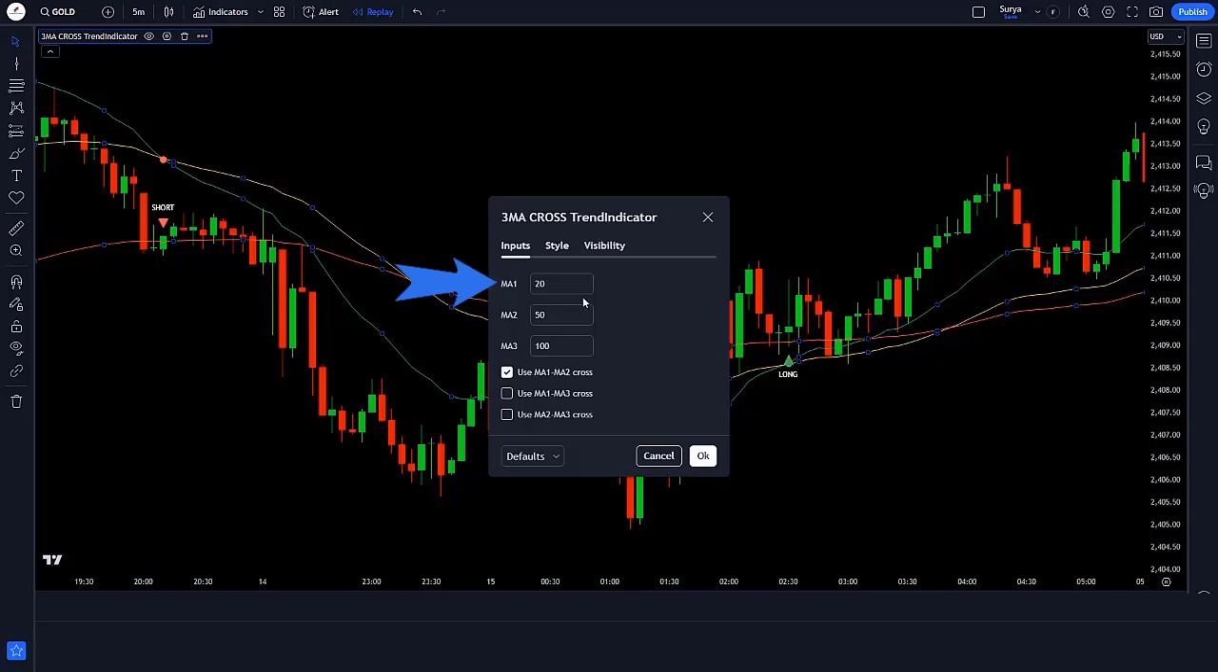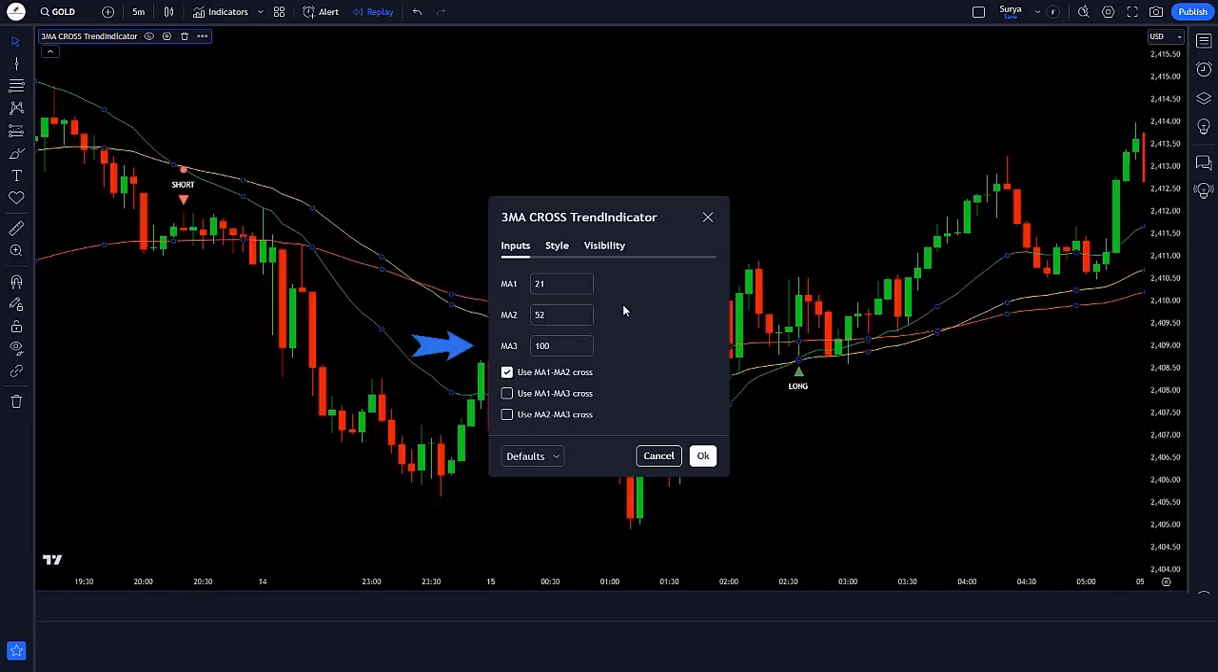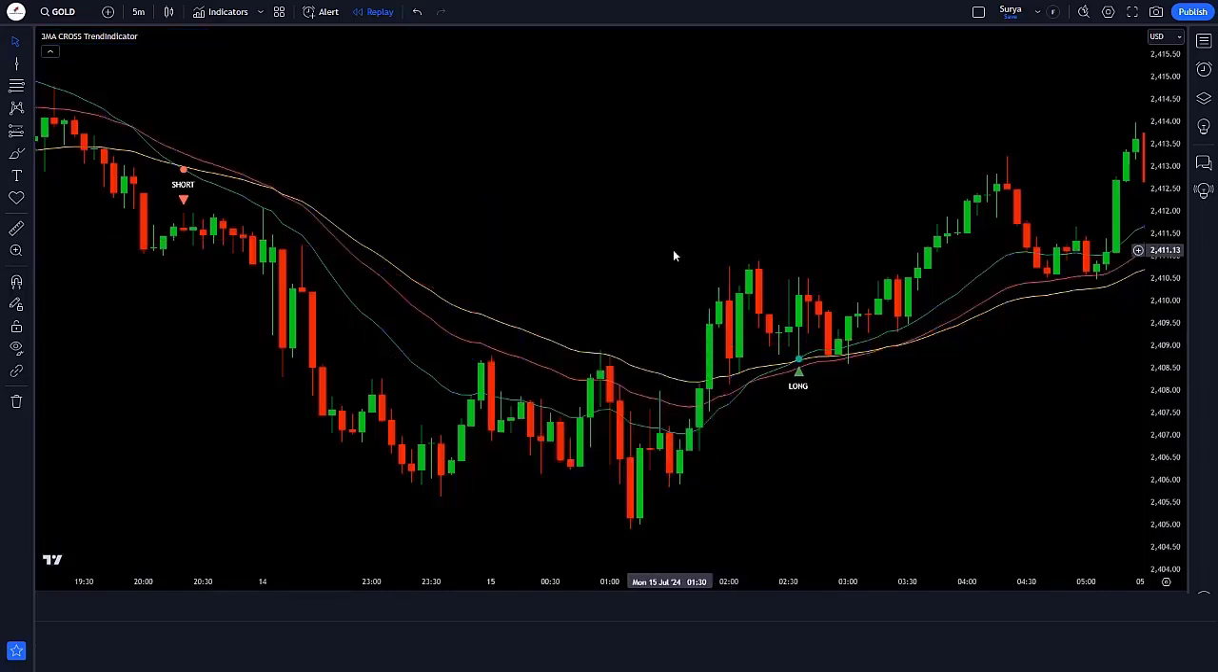MA1 has to be set to 21 instead of 20. MA2 has to be set to 52 instead of 50. MA3 has to be set to 37 instead of 100. Save this setting. Let's understand this indicator here, how it works.